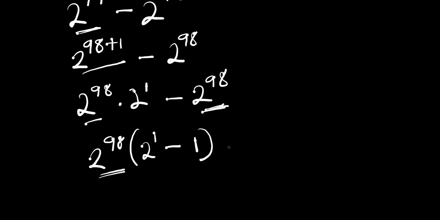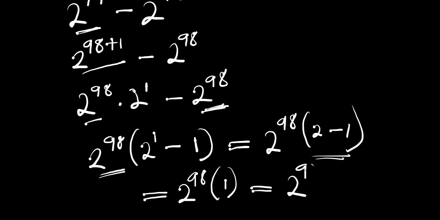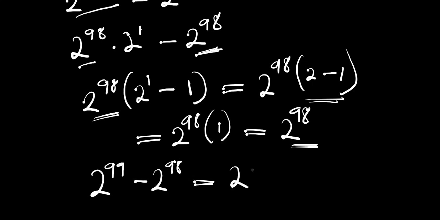Now this simply will give us 2 to the power of 1 is 2, so we have 2 to the power of 98 into 2 minus 1. And if you concentrate on what we have inside this bracket, 2 minus 1 is 1. So this will give us 2 to the power of 98 into 1. And this equals 2 to the power of 98. So that means we can as well write it as, if you have 2 to the power of 99 minus 2 to the power of 98, this equals 2 to the power of 98.